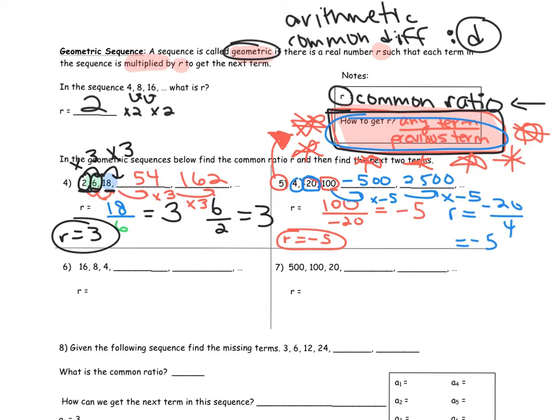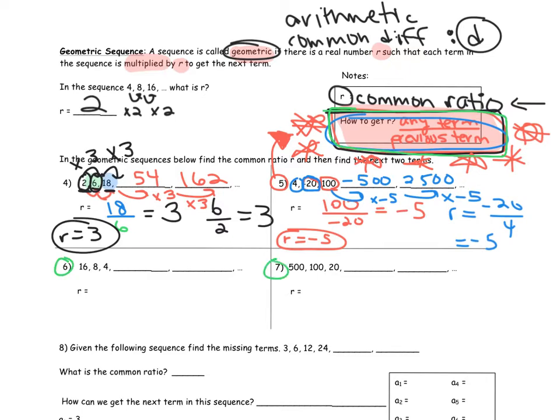All right? So now I want to take a look at questions 6 and 7. Now, here is where it's going to be really important that you guys are following my directions here and you're using this formula. How to get the r value? We take any term and divide it by the previous term. Really important for questions 6 and 7 that you're definitely following my lead here.